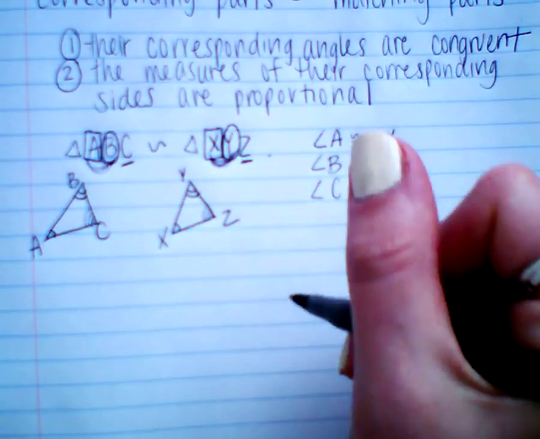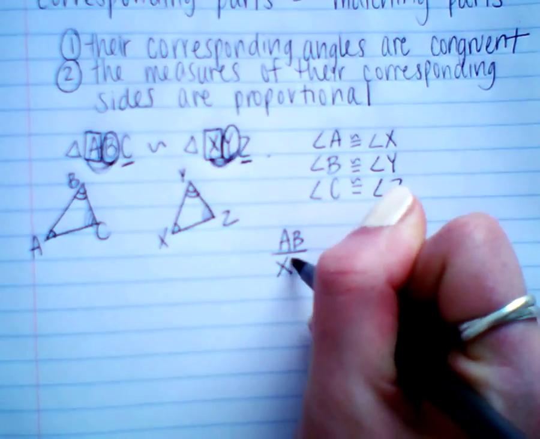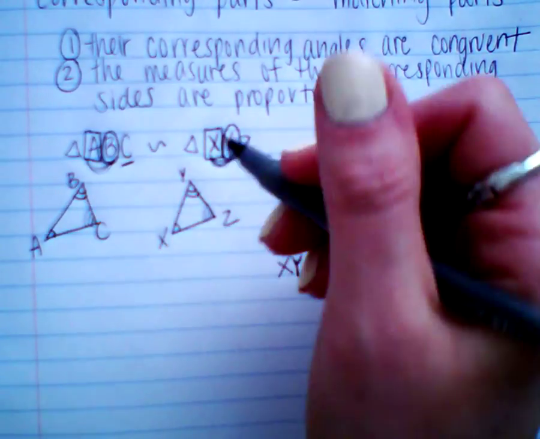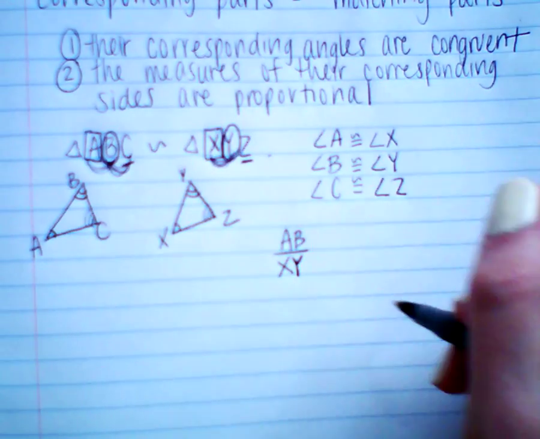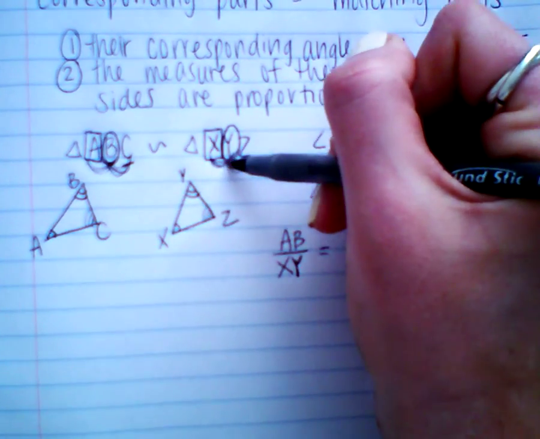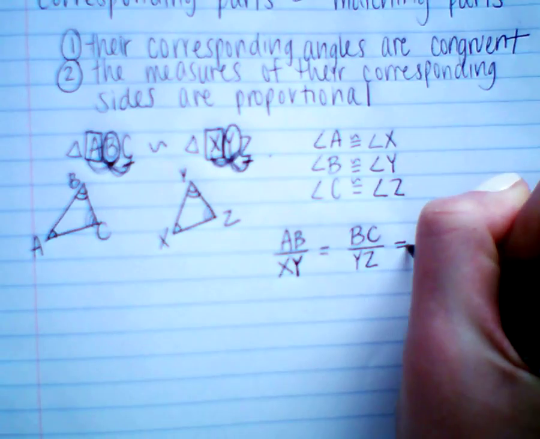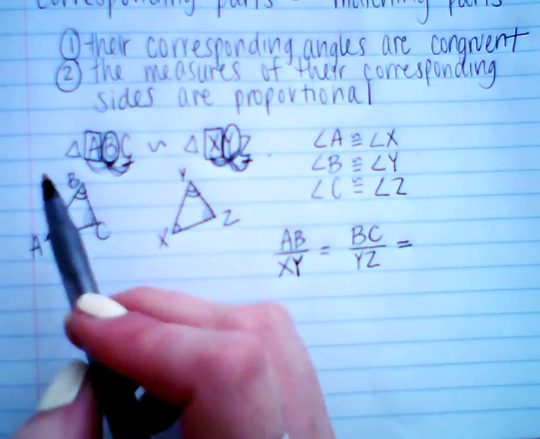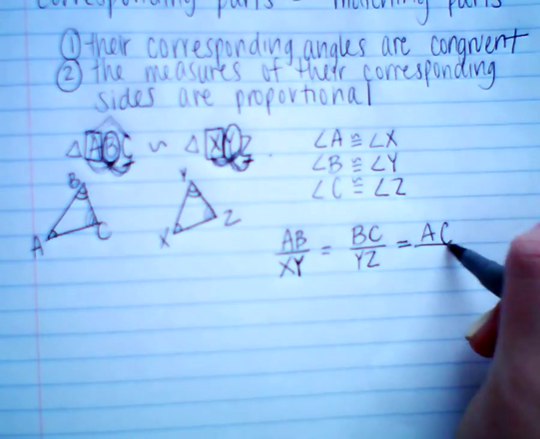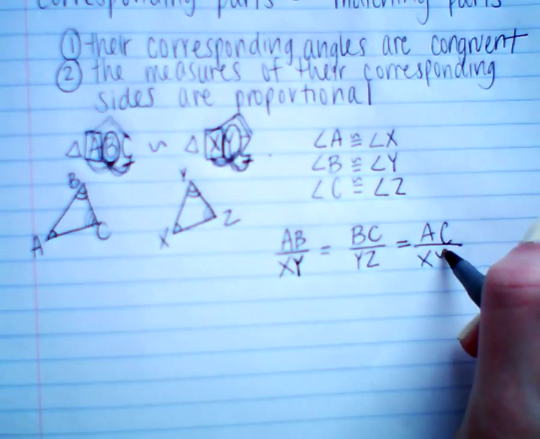So I'm going to say AB over XY, should be the same, should be proportional. Just like BC over YZ, which is equal to, is the same as AC over XZ, should be the same exact proportion.